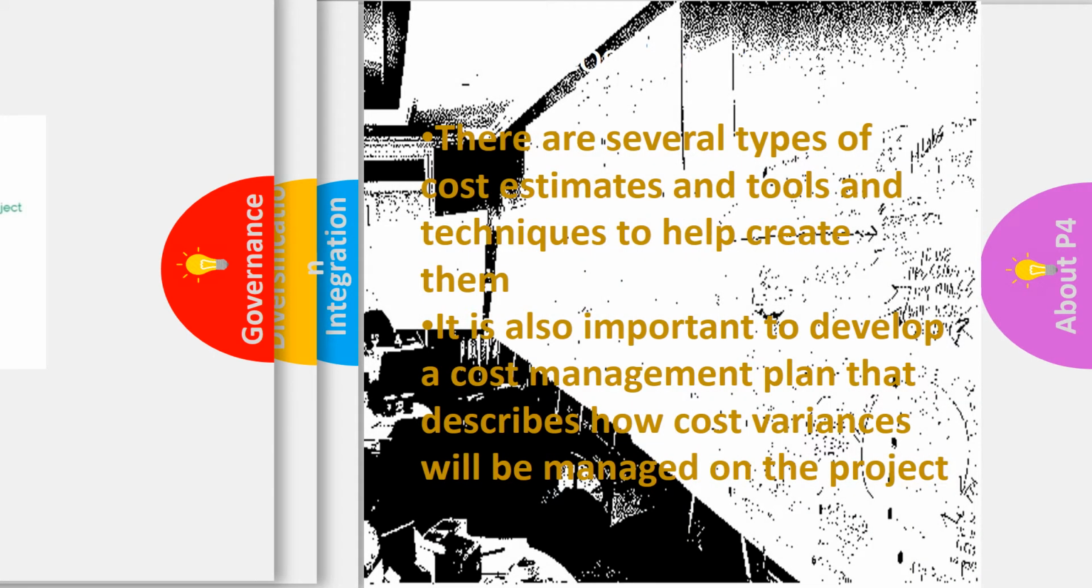When we look at costs, because the next phase on the planning side of the management process, from initiation and then planning, in terms of the different stages, you've got the budget and the costs. And there are several types of cost estimates and tools and techniques to help create them. It is also important to develop a cost management plan that describes how cost variances will be managed on the project.